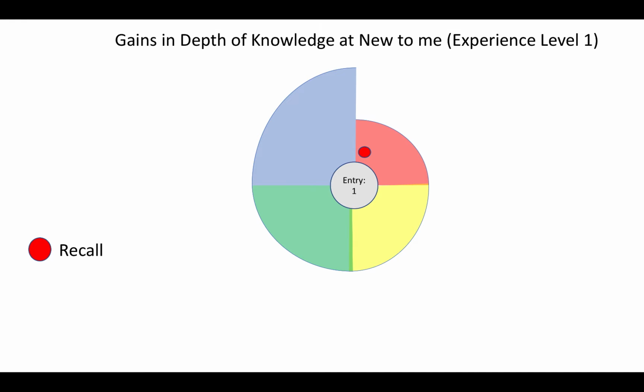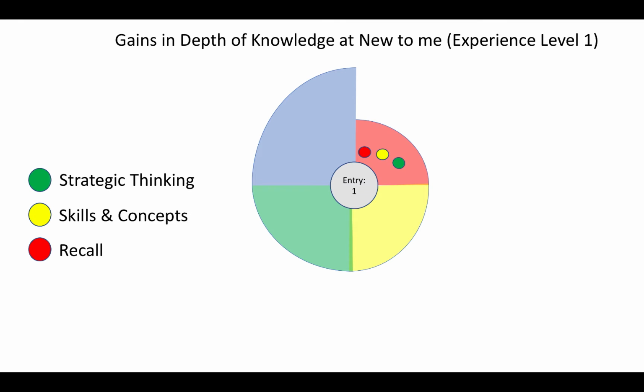The recall level at the very beginning is where you could define or identify a skill set. And skills and concepts are where you actually could do the very basics. Strategic thinking is where you can begin applying what you know to solve problems. And extended thinking is where you can do that over time and across domains, across different areas, the way you combine competencies into skill sets.